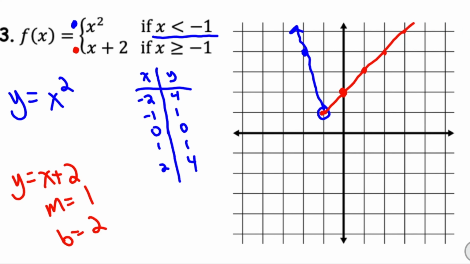All right. So again, greater than or equal to negative 1 means at negative 1 I'm going to fill in the dot, so it's filled in now. I'll make sure we got some arrows on there. All right, there's number 3.